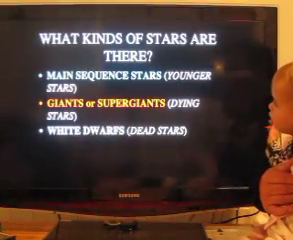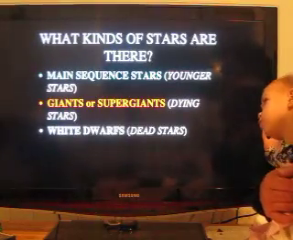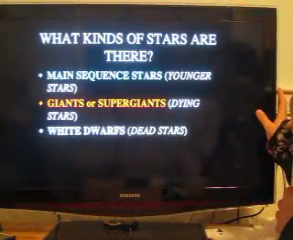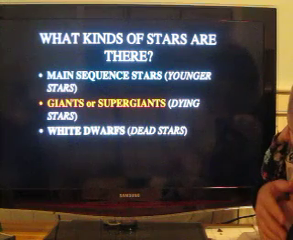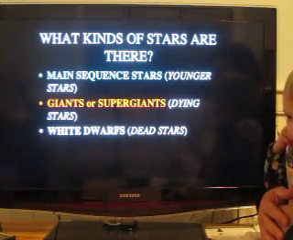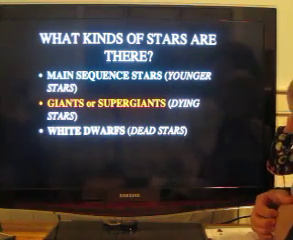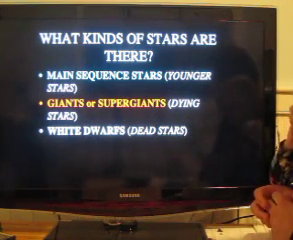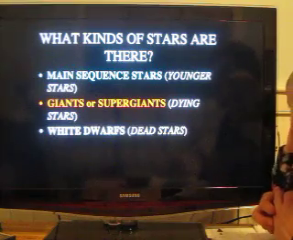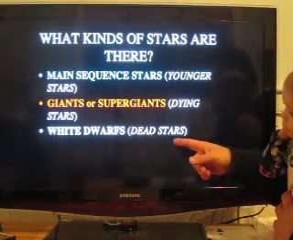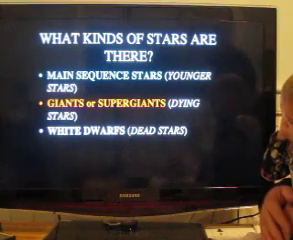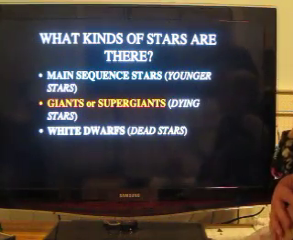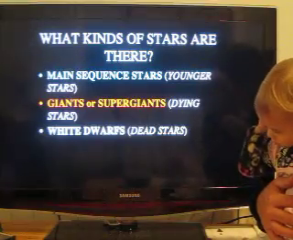So there's a couple different types of stars that you're going to see on the reference tables. They're going to talk about main sequence stars, which are early stage, relatively younger stars. Then there's the giants or supergiants, and these are stars that are dying out, where the process of nuclear fusion is coming to an end. And then lastly, once the stars are totally dead and no more nuclear fusion is going on, that would be the white dwarfs. Okay.